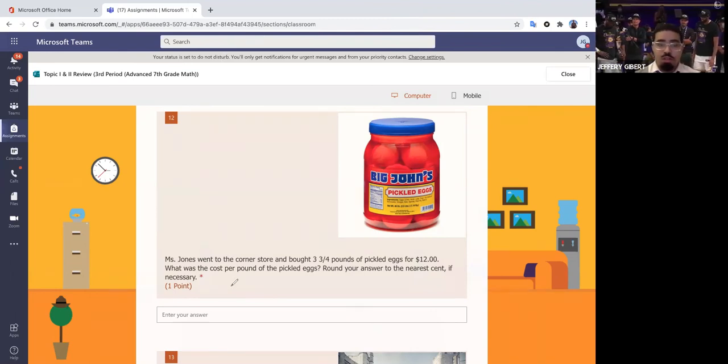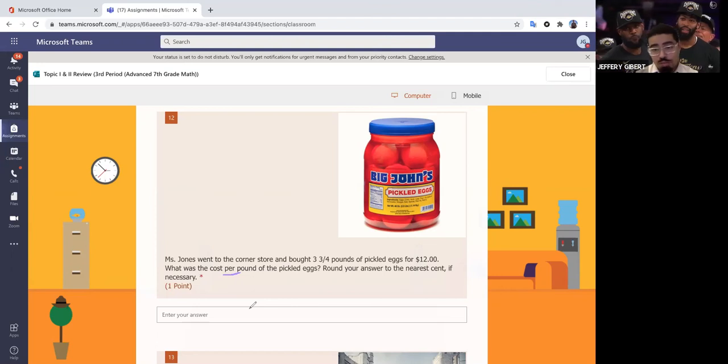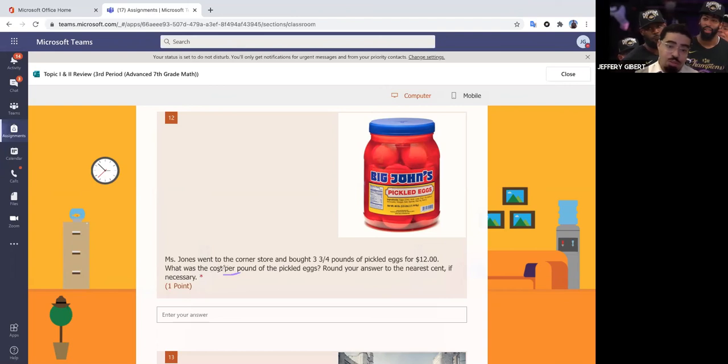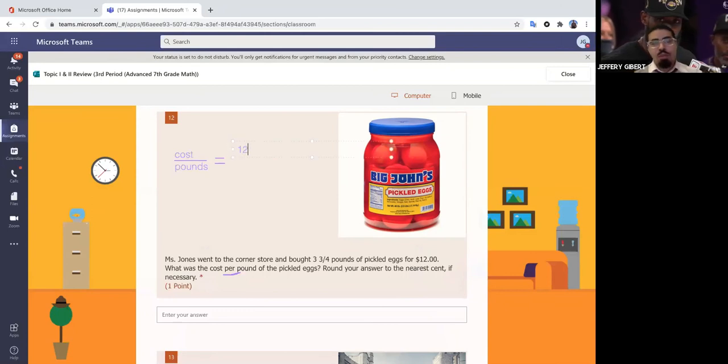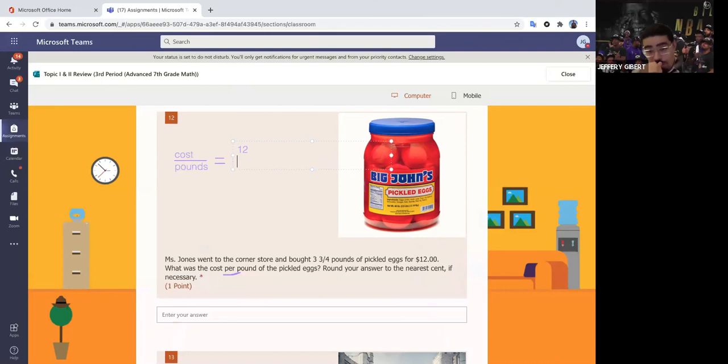So it says cost per pound. So Natalie, what is it, cost over pounds or pounds over cost? Cost over pounds. It's whatever's before the per goes on top. So cost is right before the per, so cost goes on top. And pounds is right after the per, so pounds goes on the bottom. So it's going to be cost over pounds. So our cost is $12. And we have 3 3/4 on the bottom.